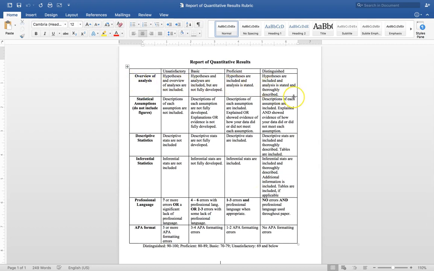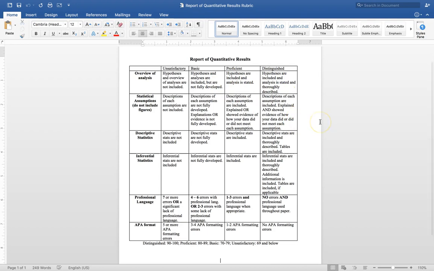So the very first section of your results, so we're only writing up a results section. The very first thing I want you to give me is an overview of your analysis. And so for distinguished, I'm looking for hypotheses are included. Hypotheses for linear regression are included, and the analysis is stated and thoroughly described. So discuss your reasoning for using your linear regression.